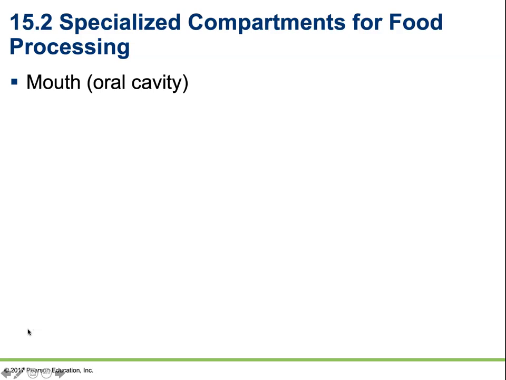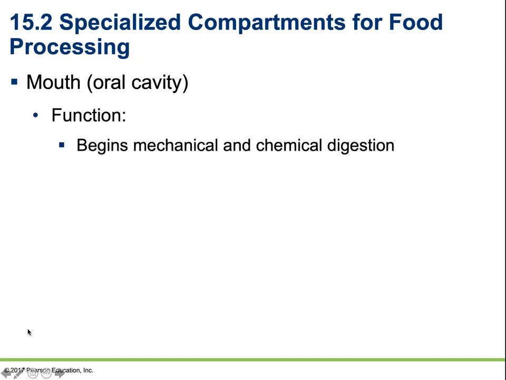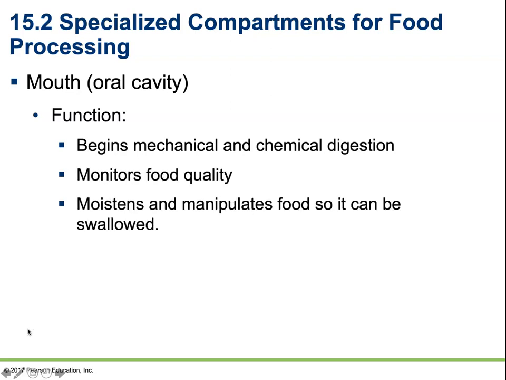The mouth is going to be the oral cavity. Some of the functions of the mouth, I'm sure you can guess, are going to begin the mechanical digestion. We're going to begin both mechanical and chemical digestion. We're going to monitor food quality and moisten and manipulate the food so that way it can be swallowed. We're going to do this by using teeth, salivary glands, and tongue to contribute to these functions. The teeth and mechanical digestion.